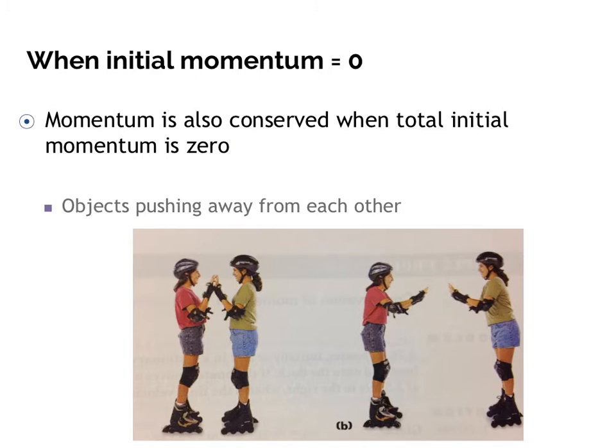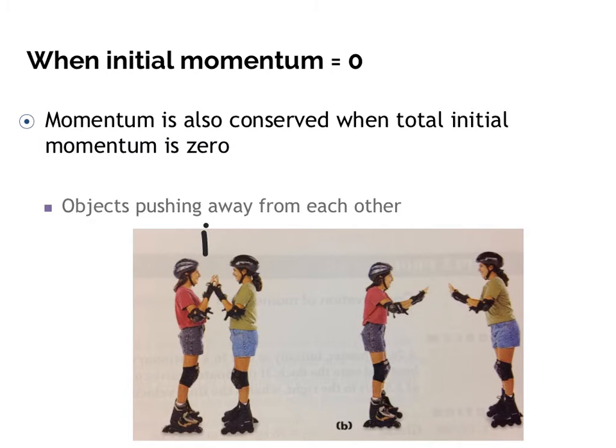What if both objects have an initial momentum of 0, so they're just standing still? Momentum is going to be conserved as well, because we're thinking of an example where objects are pushing each other apart. So here we have two girls. They're just standing there at the beginning, so the initial momentum would be 0.